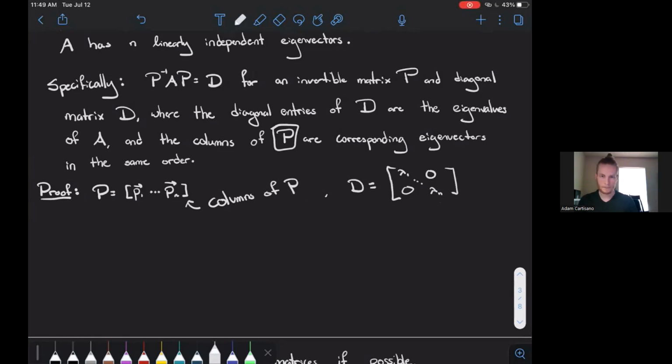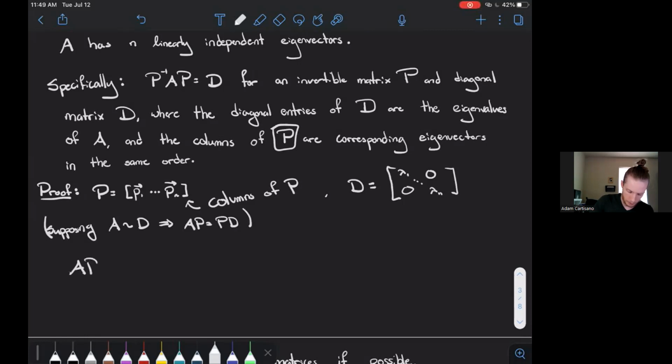And what is P? Well, we are assuming that A is similar to D, which means that I'm just going to write AP equals PD for some invertible matrix P. And all we're saying is that we're going to let P1 up through Pn be the columns of this matrix P. Then what is AP?